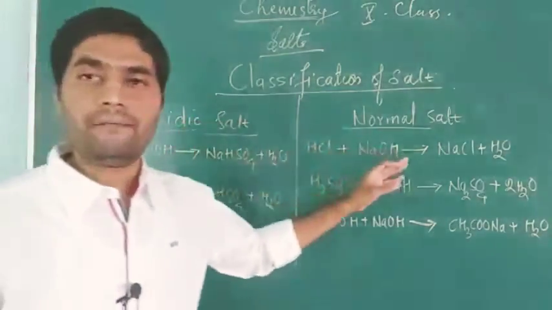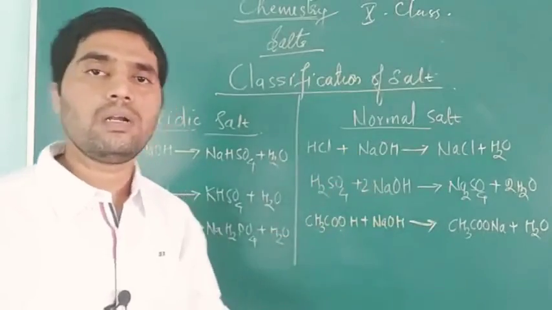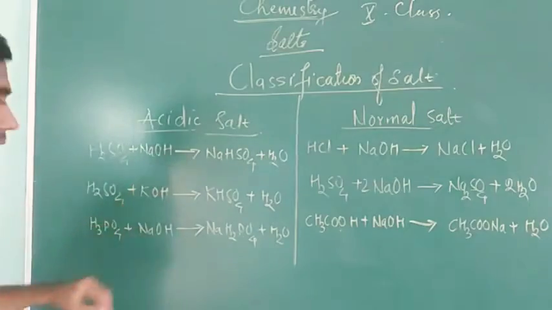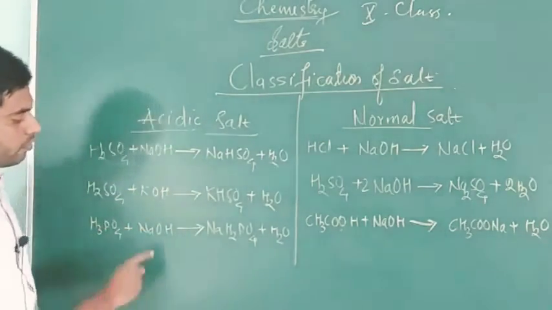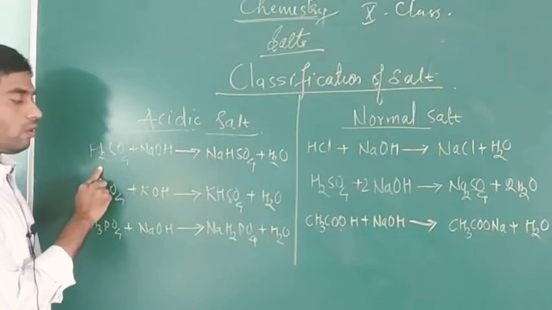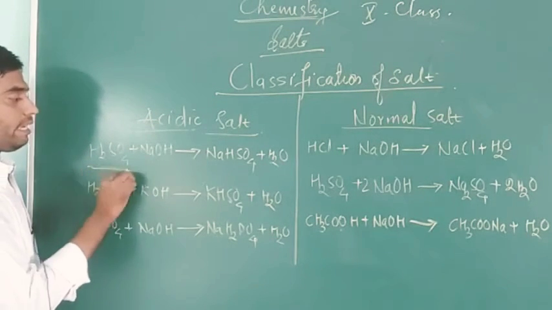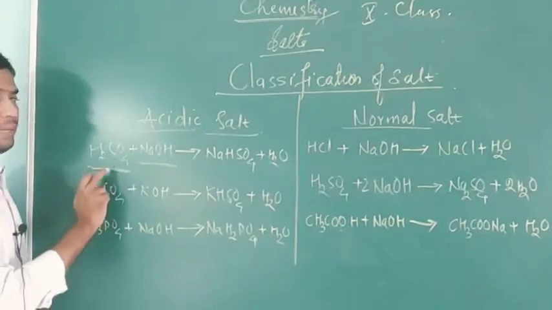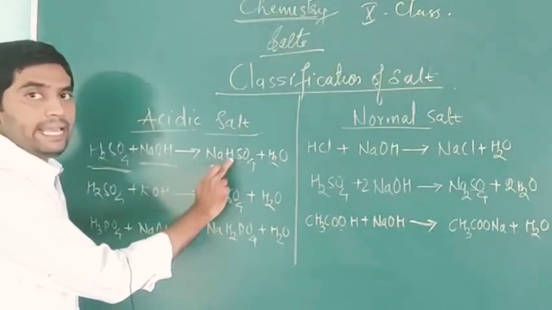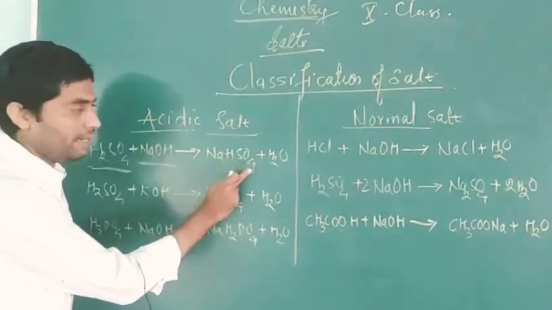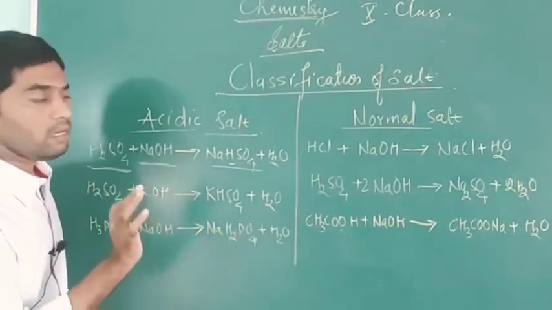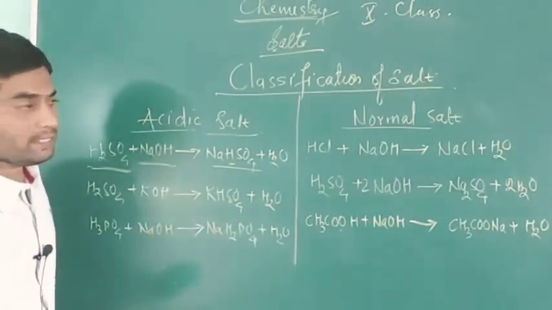Now acidic salt. If you have already understood the normal salt, then you don't need to memorize these things or study this acidic salt separately. In the acidic salt we have taken sulfuric acid and sodium hydroxide, one sulfuric acid and one sodium hydroxide. After the neutralization we get NaHSO4, sodium hydrogen sulfate. This salt contains one hydrogen, so this is not a normal salt, this is an acidic salt.